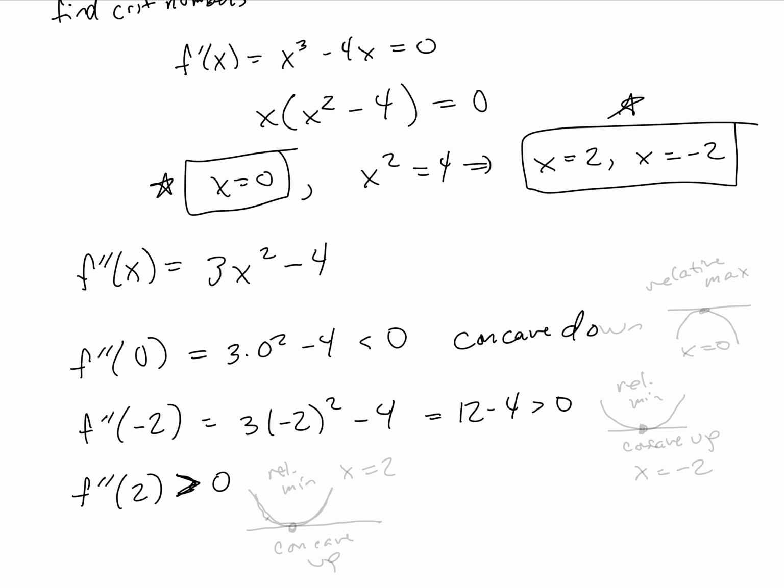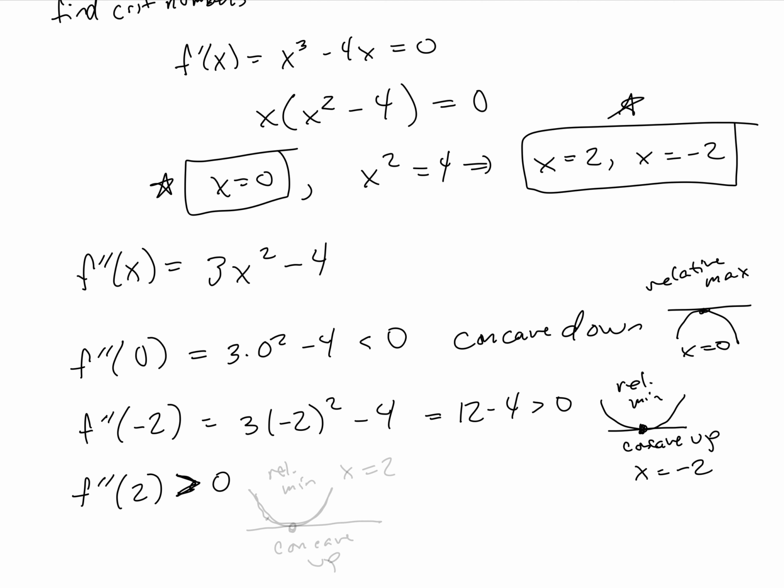So we see that we are concave down at x equals 0. Concave down is like an umbrella, and that's a relative or local max. So there's a relative max at x equals 0. When we are at x equals negative 2, the second derivative is greater than 0, so we're concave up. And because we're concave up, there's a relative minimum at x equals negative 2.